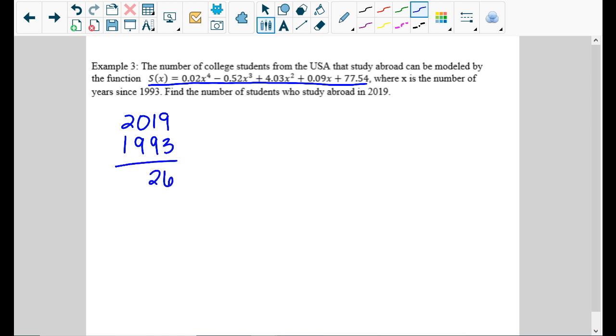And we end up with 26. So 26 is what goes in this box here. And then I look for exponents 4, 3, 2, 1, 0. So everything's good. I just write the coefficients then.